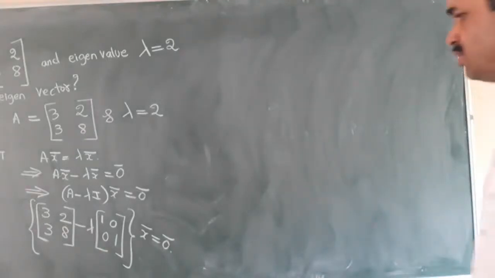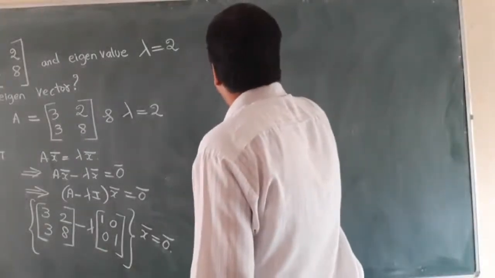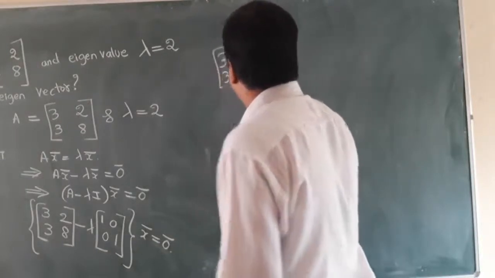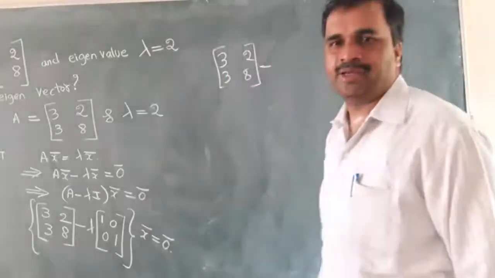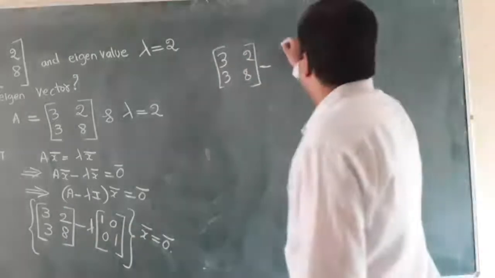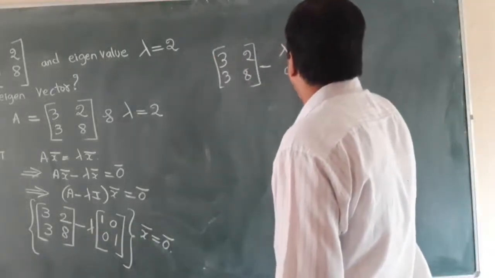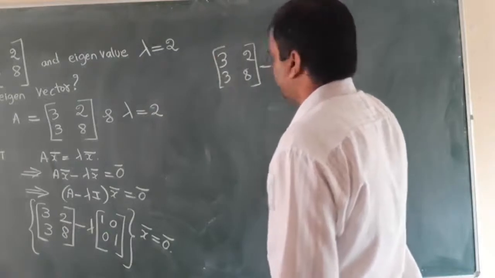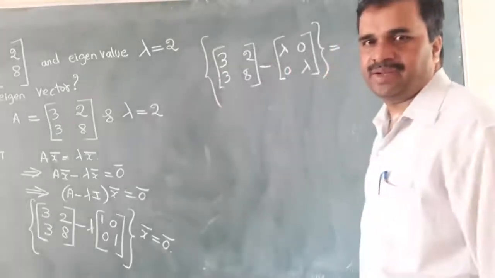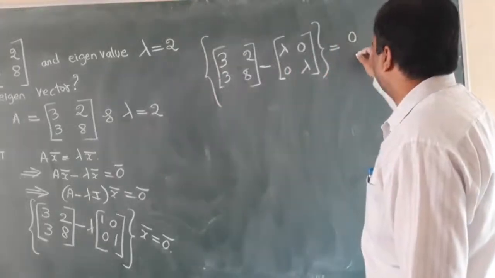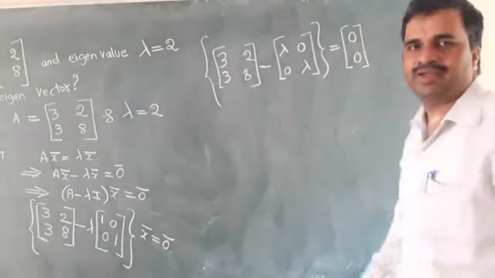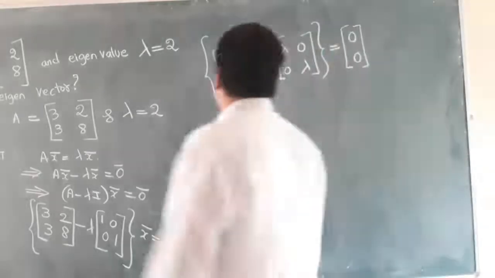Now continue. The matrix [3, 2; 3, 8] minus lambda times the identity matrix [1, 0; 0, 1], multiplied by x bar, equal to 0 bar. Here 0 bar is a zero matrix, so simply I can write the vertical zero matrix [0; 0].